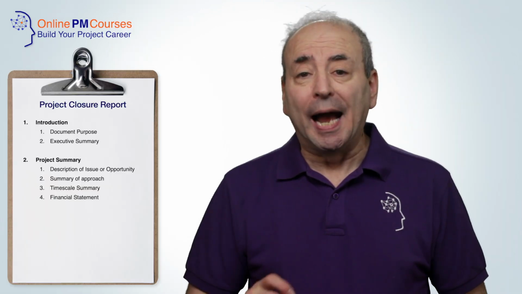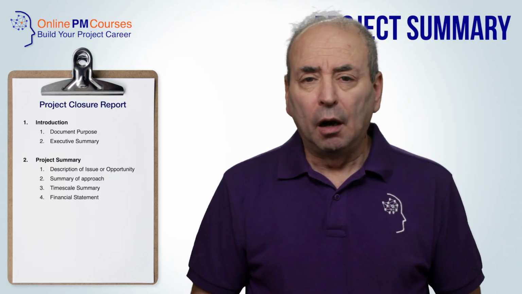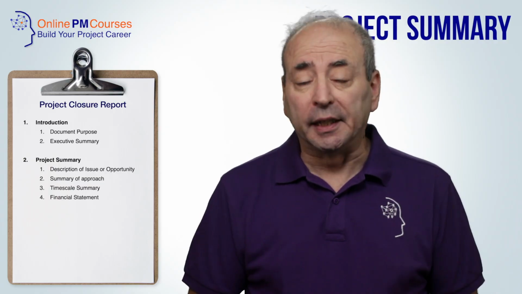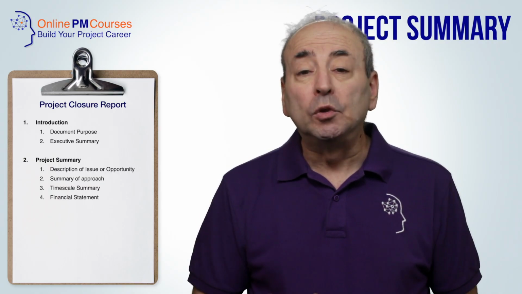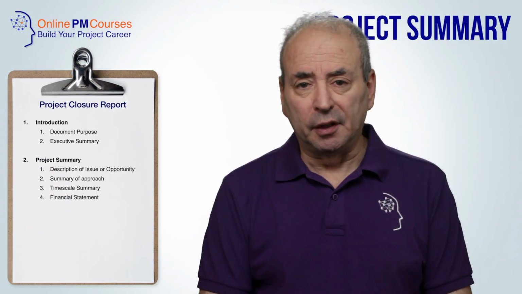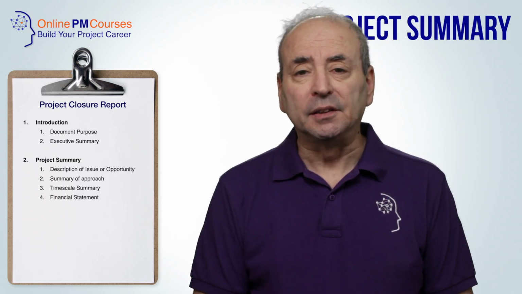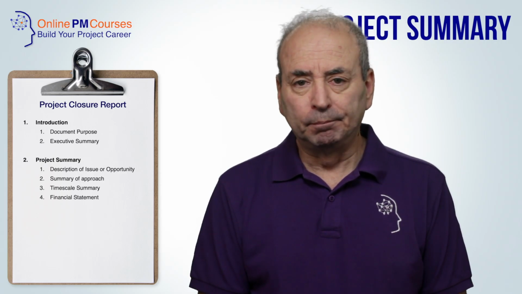Chapter 2 might be a project summary. This would contain a description of the issue or the opportunity that the project was designed to address. It would summarise the approach that the project took and the timescales that it worked to. And it would include a financial statement of what the project cost.